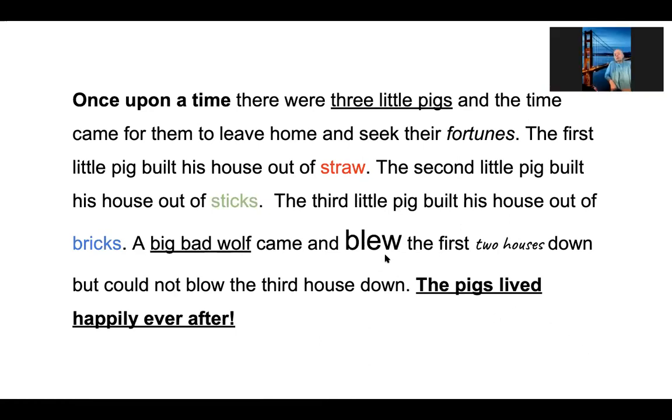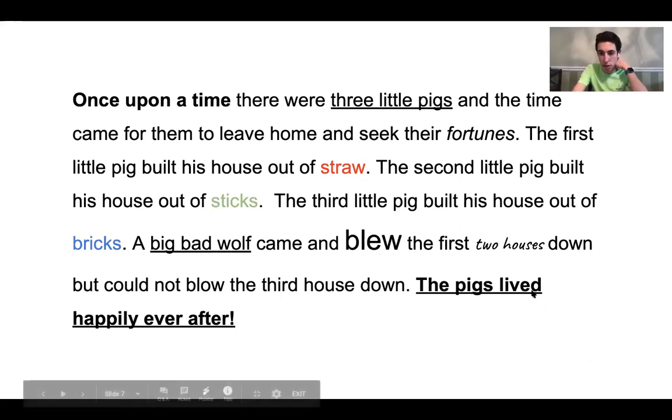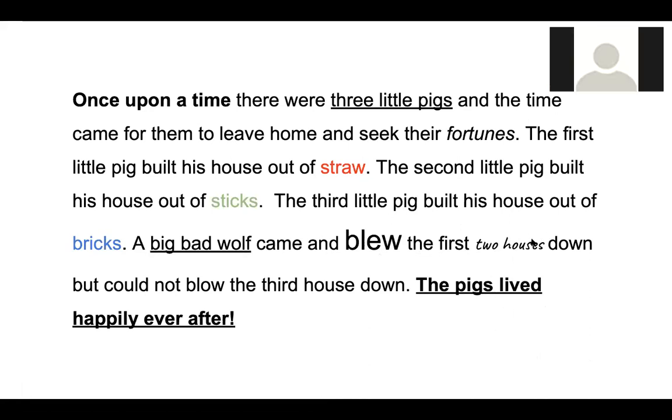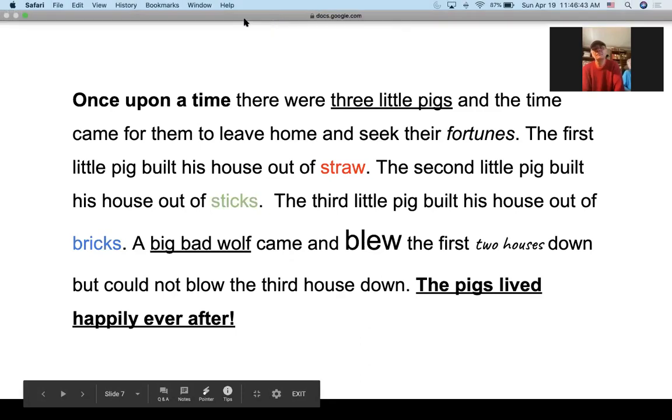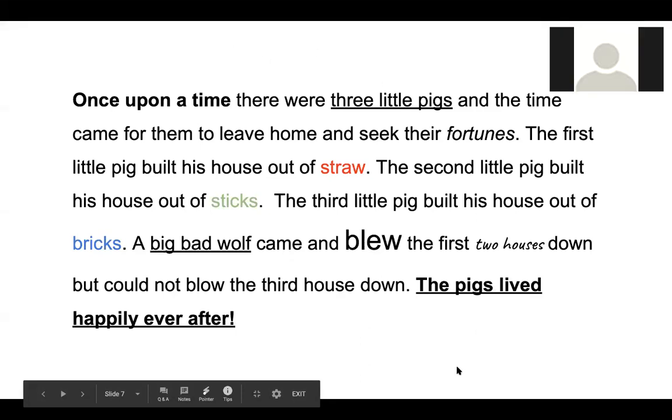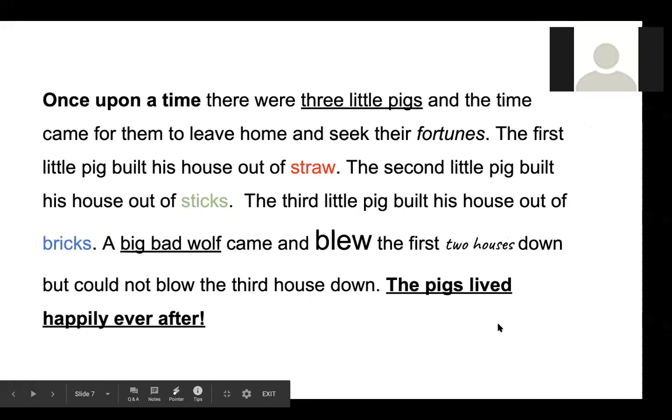Okay, Big Bad Wolf came and blew the first 2 houses. 2 houses is actually using a different font. You can see that it has a little bit of a slant, and it's not as formal as the rest of the text, so that's a different font. Down, but could not blow the 3rd house down. The pigs lived happily ever after. Underline. And bold. Right. Underlined and bold. Right.